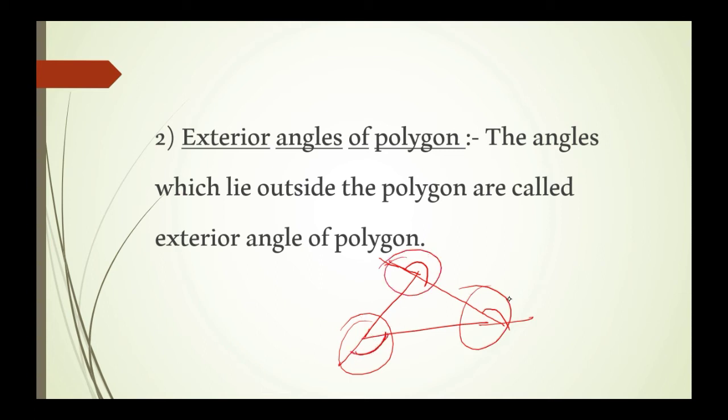See, this is lying outside. This is also lying outside. This also is right outside. So these are called exterior angles of a triangle, of a polygon. A triangle is also a polygon. So this is called exterior angles of a polygon.